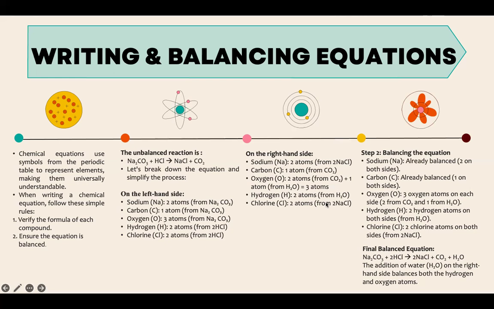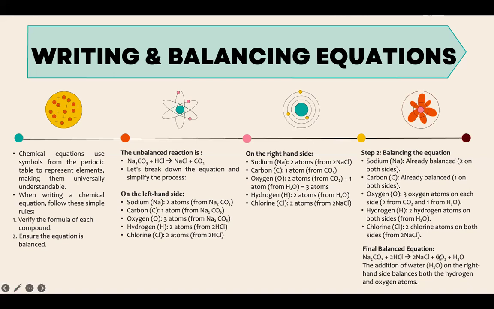Step 2, balancing the equation. Sodium is already balanced, 2 on both sides. Carbon is already balanced, 1 on both sides. Oxygen, 3 oxygen atoms on each side, 2 from CO2 and 1 from H2O. And hydrogen is 2 hydrogen atoms on both sides from H2O. And chlorine is 2 chlorine atoms on both sides from 2 NaCl.